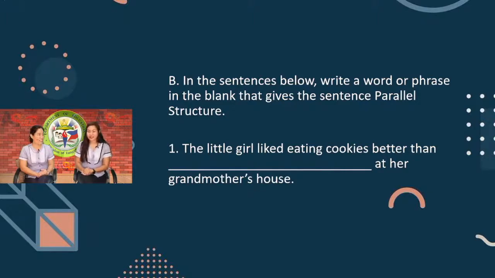So let's give them an example. Better than eating biscuits, or maybe eating cakes, junk foods rather. So the girl liked eating cookies better than eating junk foods at her grandmother's house. Yes, you can use that one. Okay, good luck, learners.